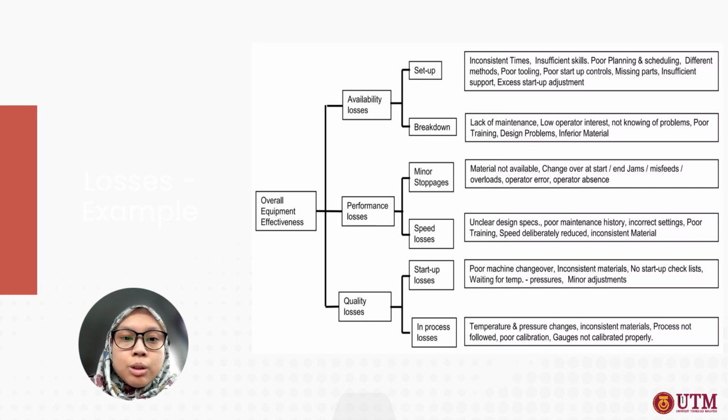For quality losses, examples of startup losses are poor machine changeover, inconsistent material, no startup checklist, and waiting for temperature, pressure and minor adjustment. In process losses, there are temperature and pressure changes, poor calibration, not calibrated and so on.